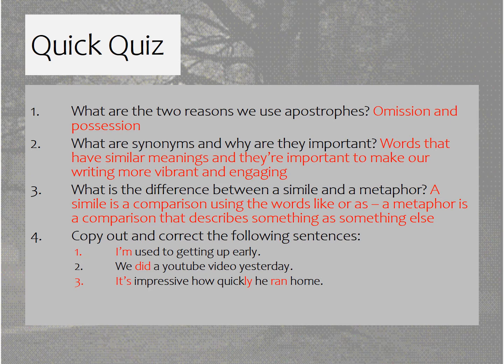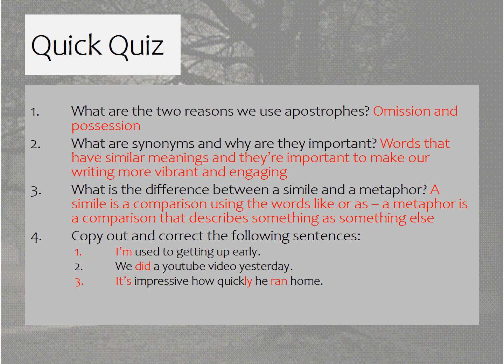Number 3, the difference between a simile and a metaphor. A simile is a comparison that uses the words like or as. So the doctor was like a brave warrior, for example. So we've used the word like. Now, if we were talking about a metaphor, we would be describing the doctor as a brave warrior. The doctor was a brave warrior. Okay, so metaphor, we say something is something else. A simile, we say something is like something else.